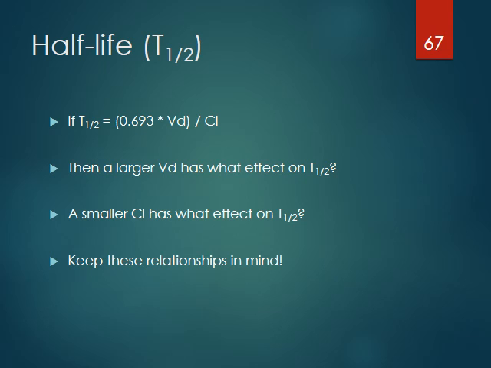So keep these relationships in mind because you're going to see changes in the volume of distribution and clearance of a drug based on lots of different factors like serum proteins, different disease states, renal function. All these things are going to be important because that's going to have a direct effect on your half-life.